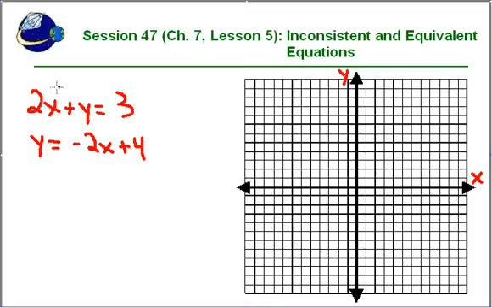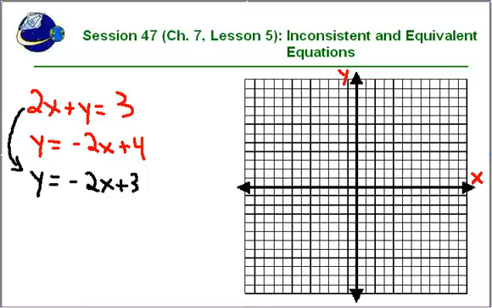So in order to do that here in this first equation, I'm just going to draw an arrow down here to indicate that we're going to rewrite this equation. In order to do this, we have to subtract 2x from both sides. Well, if we subtract 2x from both sides, we are left with y on the left, and then on the right, we have minus 2x plus 3.